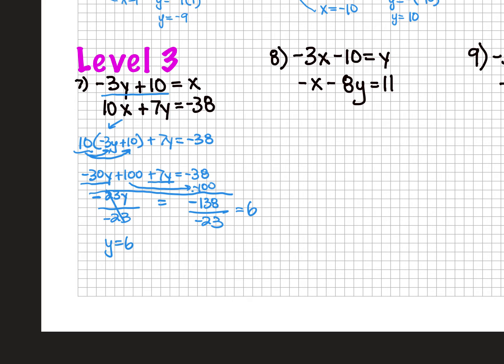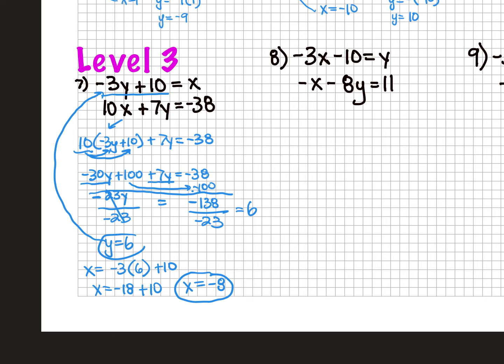Y equals 6. And I'm going to use that and plug this in up to here into this one so I can figure out what x is. X equals negative 3 times y, but now I know y is 6, plus 10. So x is negative 18 plus 10. X is negative 8. And y is 6. Okay.